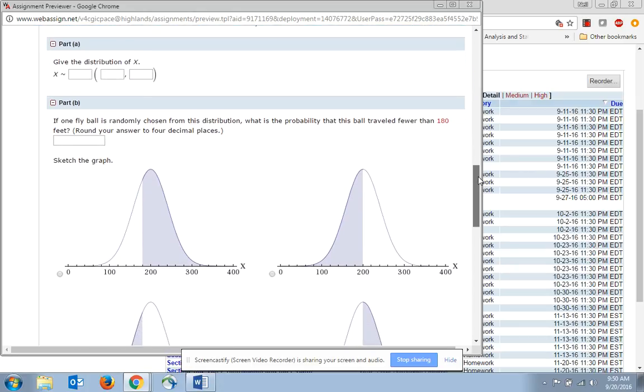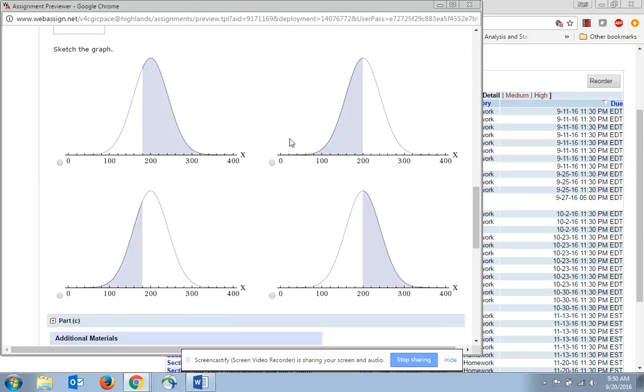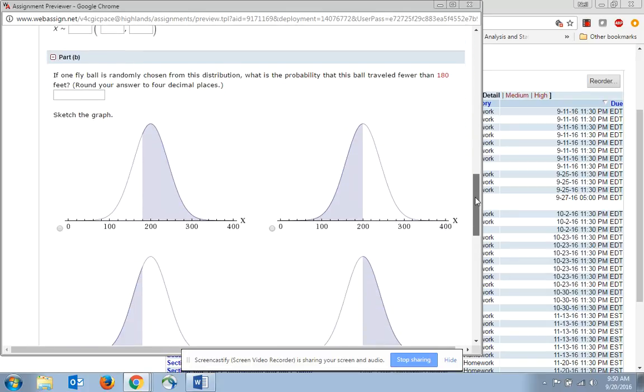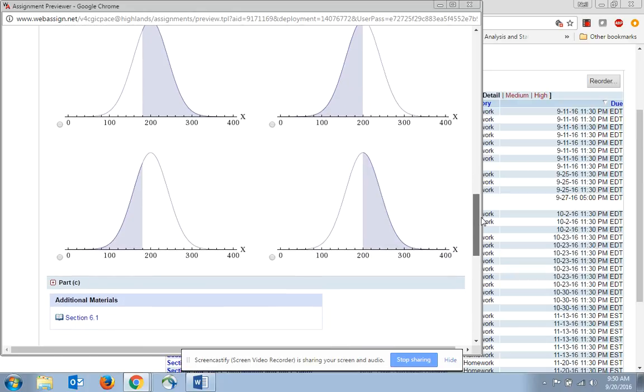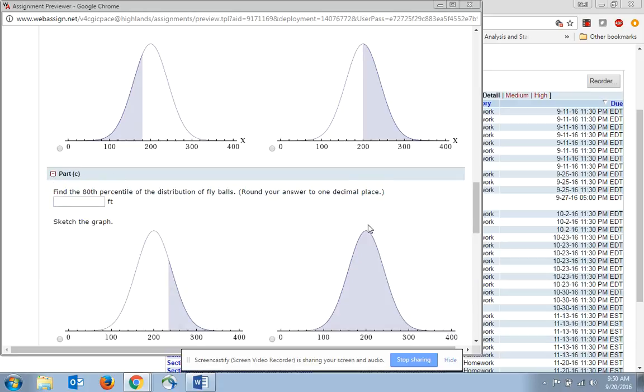For part B, this is a normal CDF function, so you're going to use your calculator. For here, you're just going to pick out the graph that best describes it. So you want to see this is fewer than 180 feet, so you want to pick the one that's fewer than 180 feet. And then for part C, you're going to do the 80th percentile.